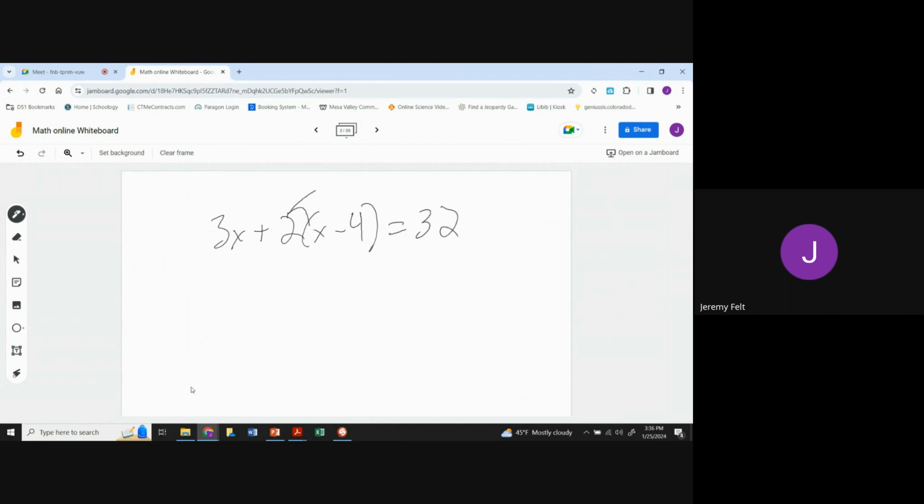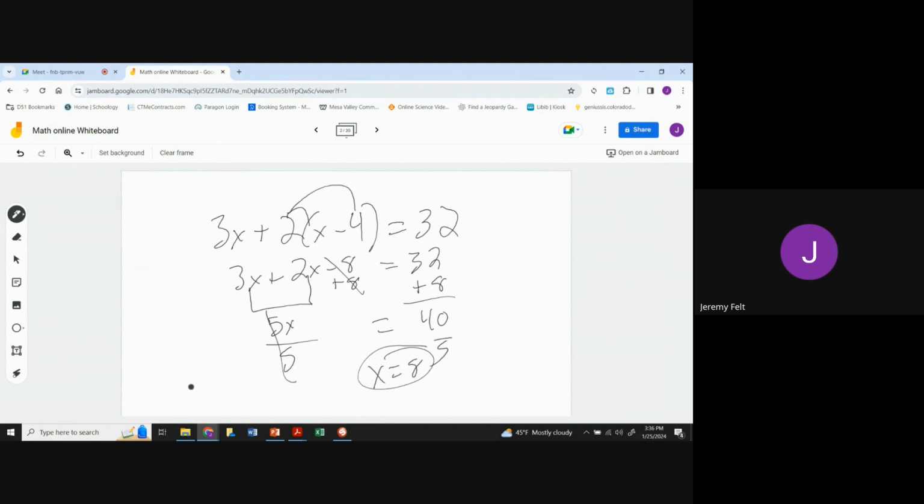So again, I'm going to distribute the 2 in there first. First thing would be parentheses, but I can't do it because x minus 4 has two different terms. 2 times x, 2 times negative 4, so it's minus 8. Still equal to 32. Okay, I can combine these. 3 plus 2 will be 5x. I can add 8 to get that to be 0. So 5x equals 40, then divide by 5, and x equals 8.